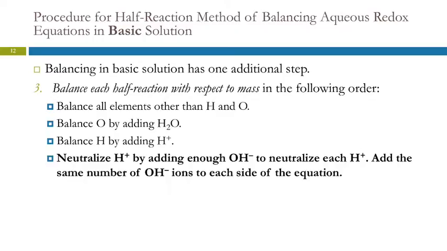So we follow the same procedure, but we have to add 1 step. When we're balancing by mass, you're going to balance all the elements other than hydrogen and oxygen, balance oxygen by adding H2O, balance hydrogen by adding H+, and then here's the extra step. Neutralize the hydrogen ions by adding enough hydroxide ions to neutralize each of them. Add the same number of hydroxide ions to each side of the equation. If you have 2 hydrogen ions on one side of the equation, then you add 2 hydroxide ions to both sides. And H+ and OH- becomes water.